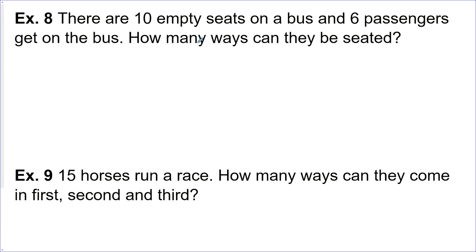There are 10 empty seats on a bus, and 6 passengers get on the bus. How many ways can they be seated? So this is a permutation because the order that they're seated on the bus matters. If 2 people switch seats, we'd notice. So we would have 10 empty seats. So that's our total. And we're making a permutation, or filling them, with 6 passengers. We can put this in our calculator, and we get 151,200.